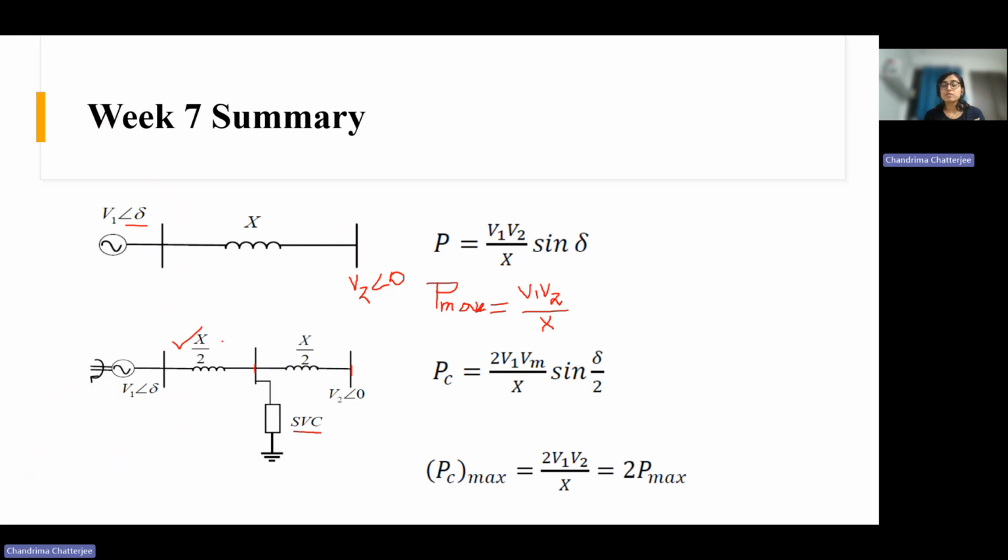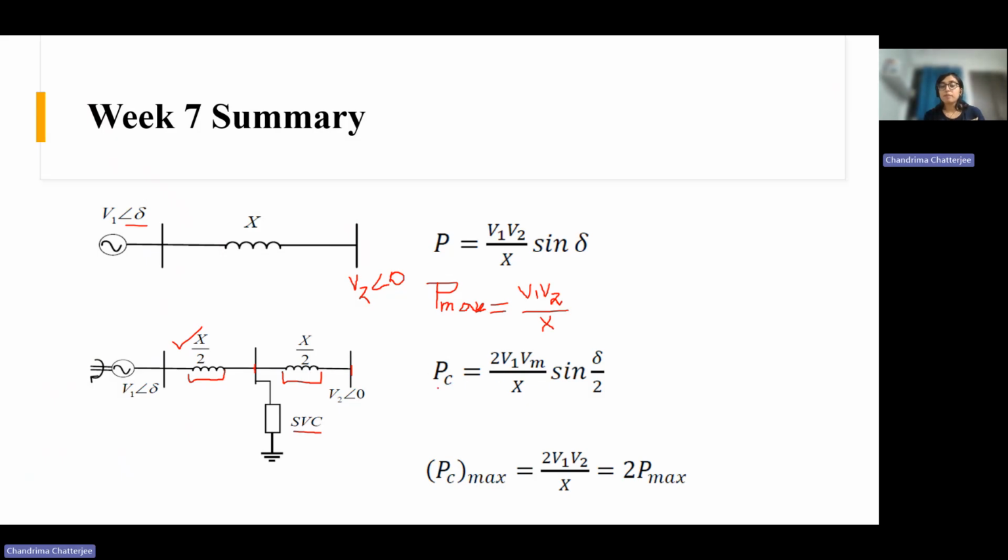In two equal halves we can divide, because this is a symmetrical lossless short line, and the reactance is in lumped form. We can divide this into equal halves. Okay. In that case, what is the transferred power in steady state?